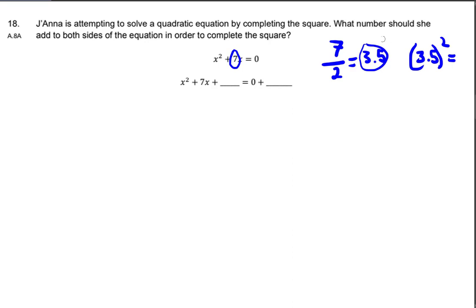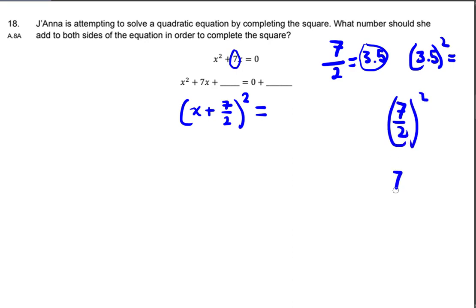Now this 3.5 is a very important number. I'm going to use it to put inside those parentheses. This is going to become my x plus 3.5, or plus 7 halves, however you want to do it. In fact, I'm going to leave it 7 halves because I like fractions. They make me happy on the inside. So x plus 7 halves squared is equal to, so what's the number that we would add to both sides? I'm going to take that 7 halves. So really 3.5 squared is really 7 halves squared.